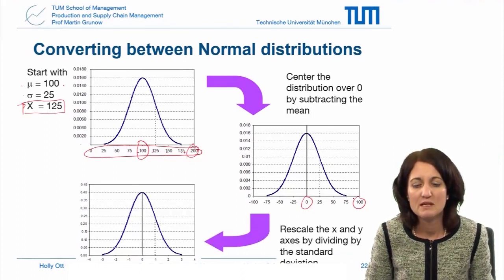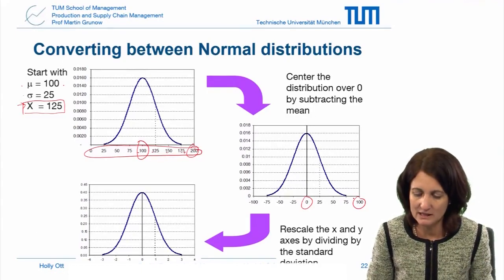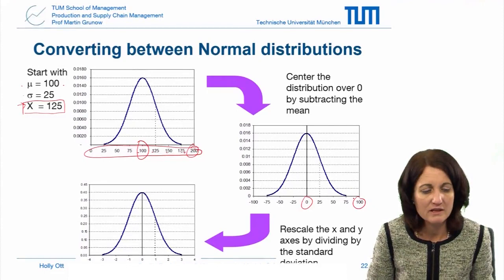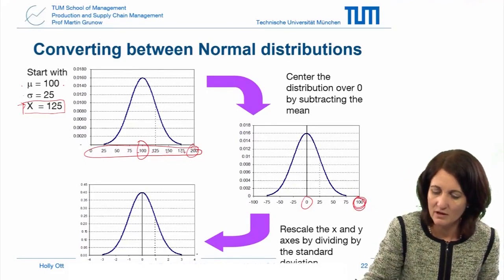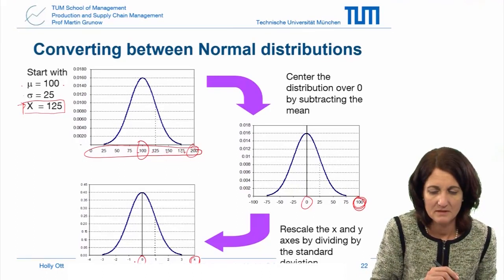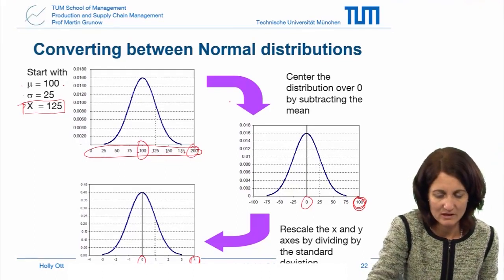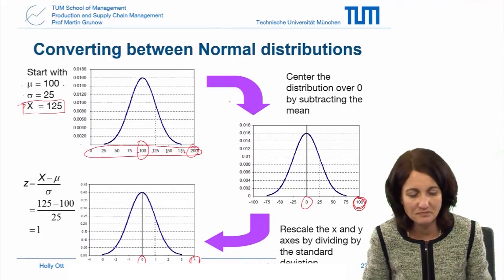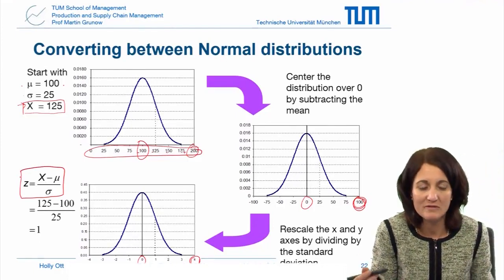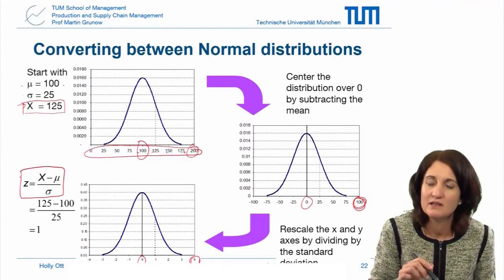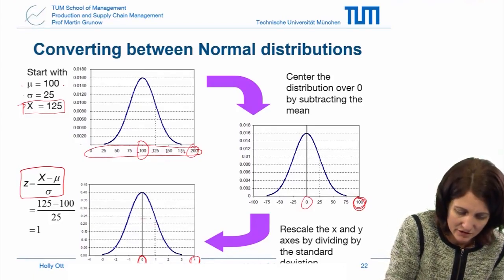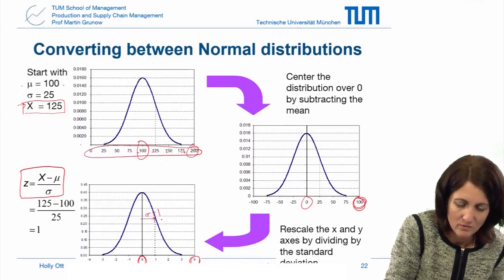That's the first step. The second step is we're going to rescale the x and y axes by dividing every one of those variables by the standard deviation. The standard deviation there is 25, so here our extreme value of 100 becomes 100 divided by 25, which is 4. The 0 stays the same. And what we have here then, once we've made these two transformations, is our standard normal variable z, centered at 0, mean of 0, with a standard deviation, again not terribly well shown here, of 1.